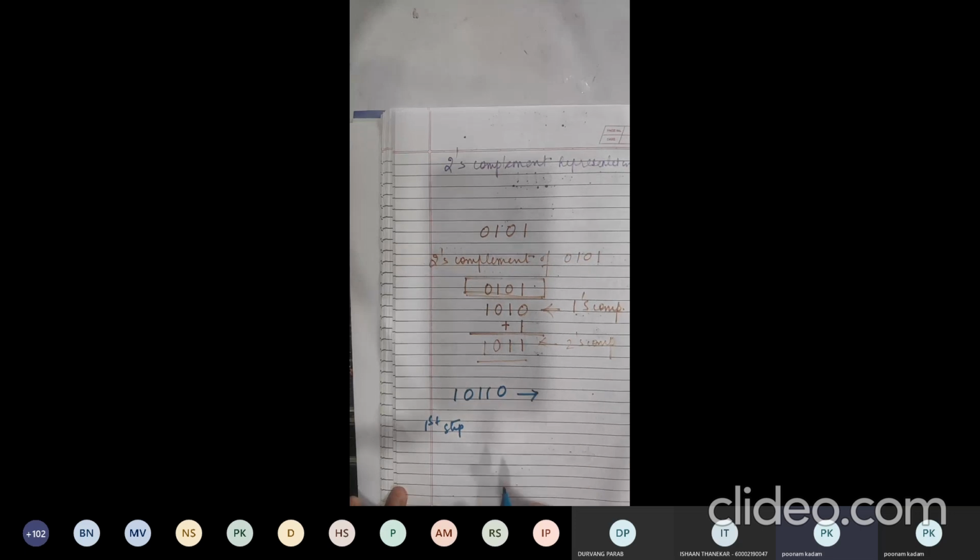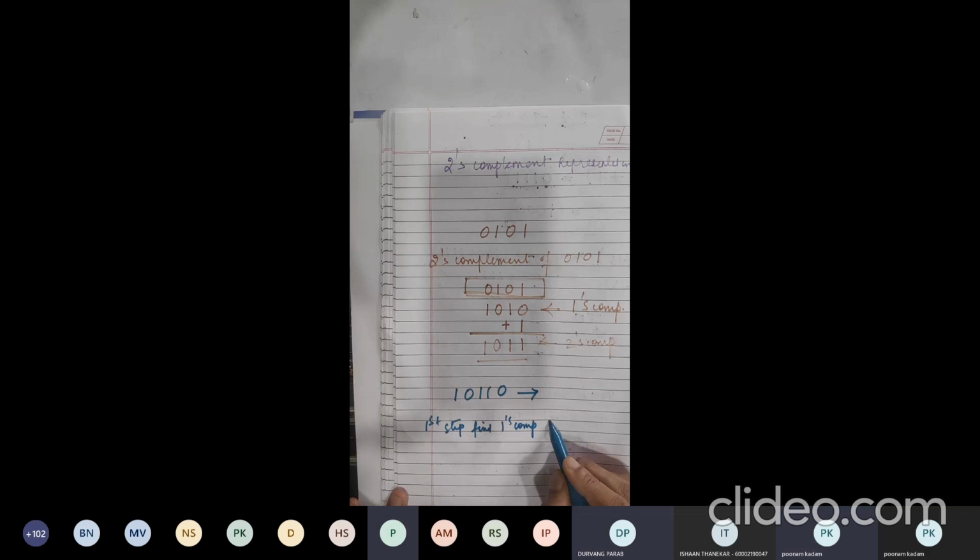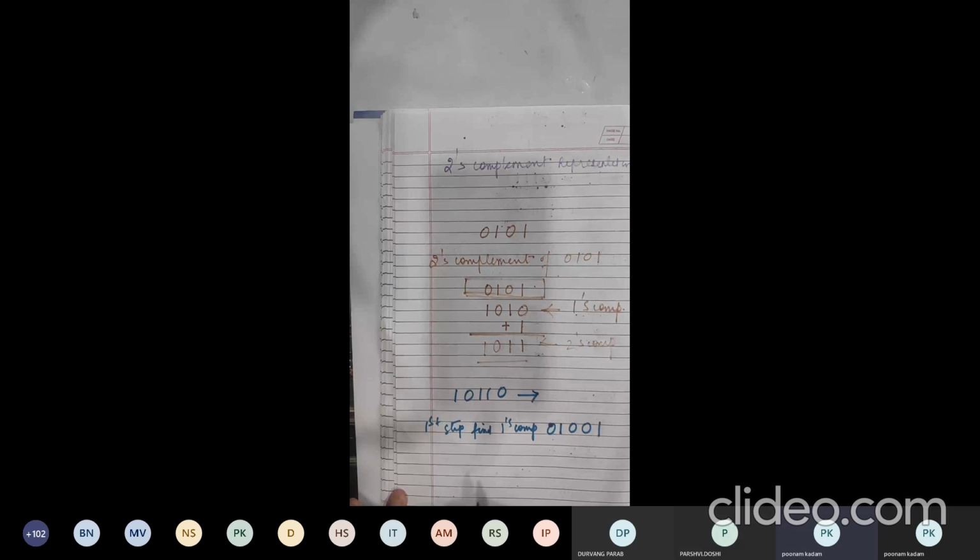So to find the 2's complement of this number, what we'll do? First step is find the 1's complement. Okay. So the 1's complement of this number will be, tell me quickly. 01001. Yes, 01001. Okay. So the 2's complement will be, you add 1 to this. So 1 plus 1 is sum 0, carry 1. 1 plus 0 is 1, 0, 1, 0. So this is the 2's complement of number 10110.